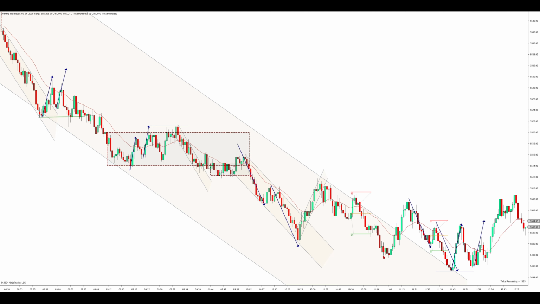So anyway, we continue on lower here. We make this new low, and then as soon as we make it, price, you can see we have a sharp push up.